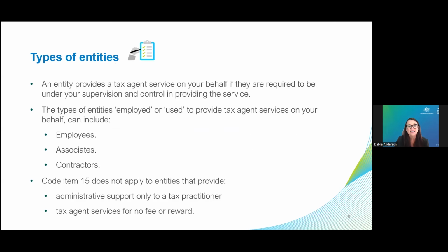An entity provides a tax agent service on your behalf if they are required to be under your supervision and control in providing the service. So the type of entities employed or used to provide tax agent services on your behalf can include employees, associates, contractors, and Code Item 15 does not apply to entities that provide administrative or that kind of support to a tax practitioner. So that could be someone who answers the telephone, those types of things, or somebody who does tax agent services for no fee or reward.